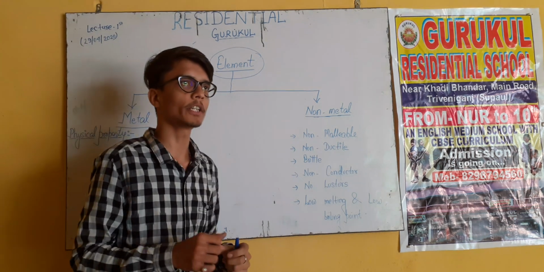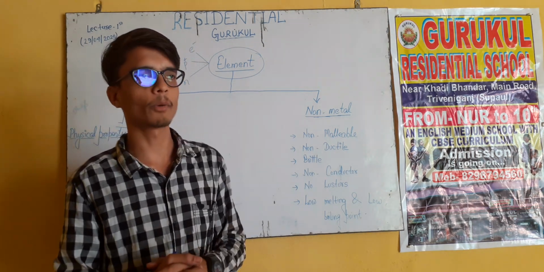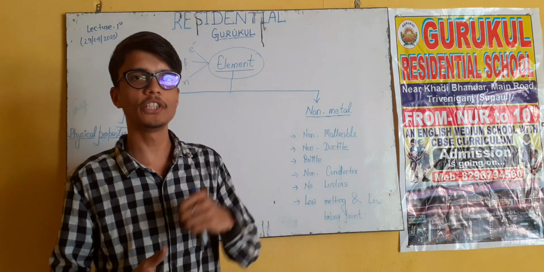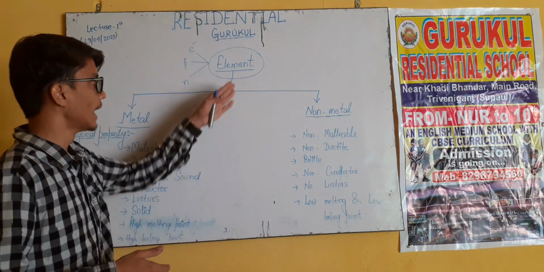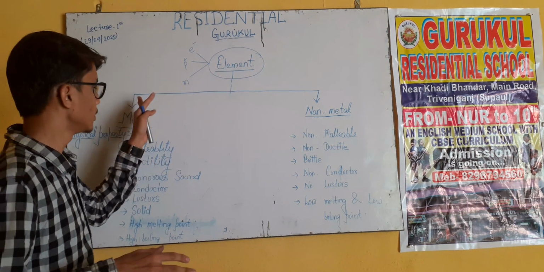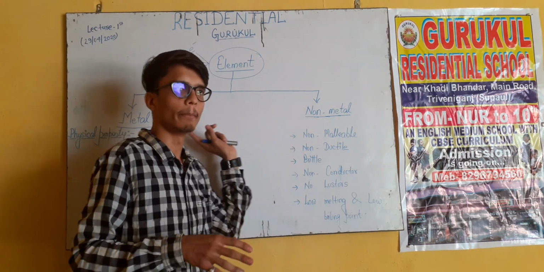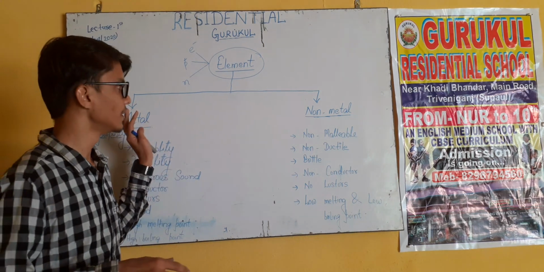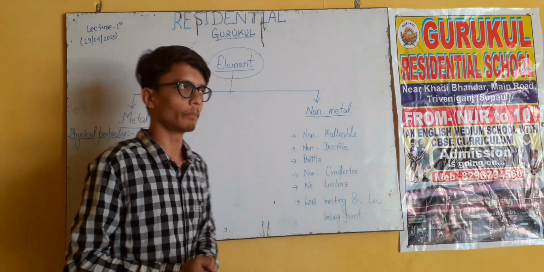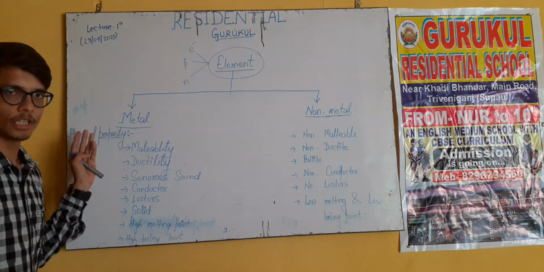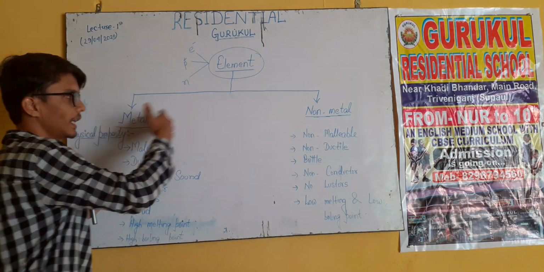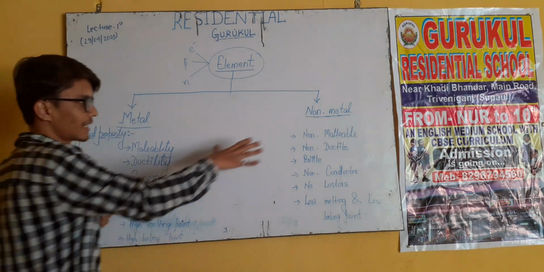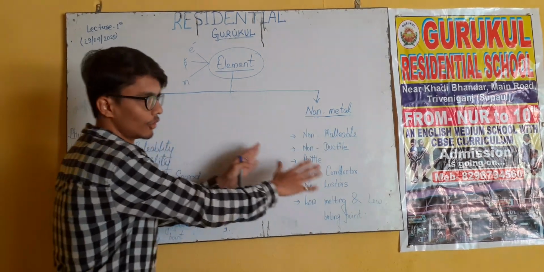Physical property is what we feel and realize physically. We can divide elements into three parts: metal, non-metal and metalloids. But in this video we will not discuss metalloids. We will discuss only metal and non-metal. So how can we divide elements into metal and non-metal on the basis of physical property? These are some charts related to metal and non-metal.